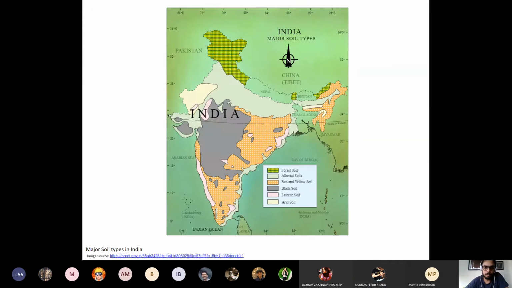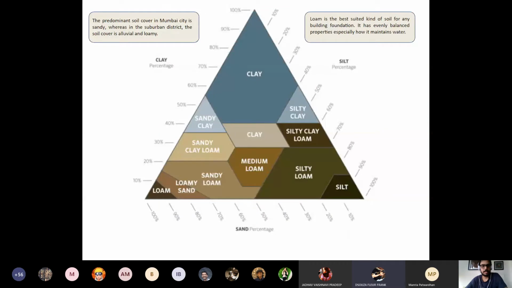Did you follow it till now? Yeah. But in Mumbai, what is it? Sandy, right? Yes. In Mumbai, generally the soil is sandy, whereas in the suburban districts, the soil is alluvial and loamy. The soil is much more loamy.